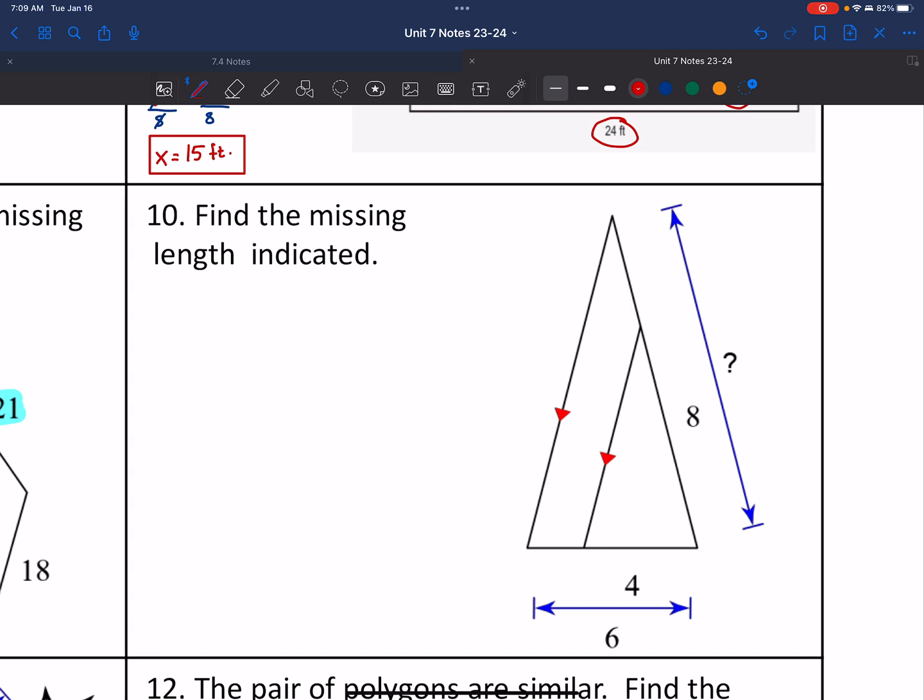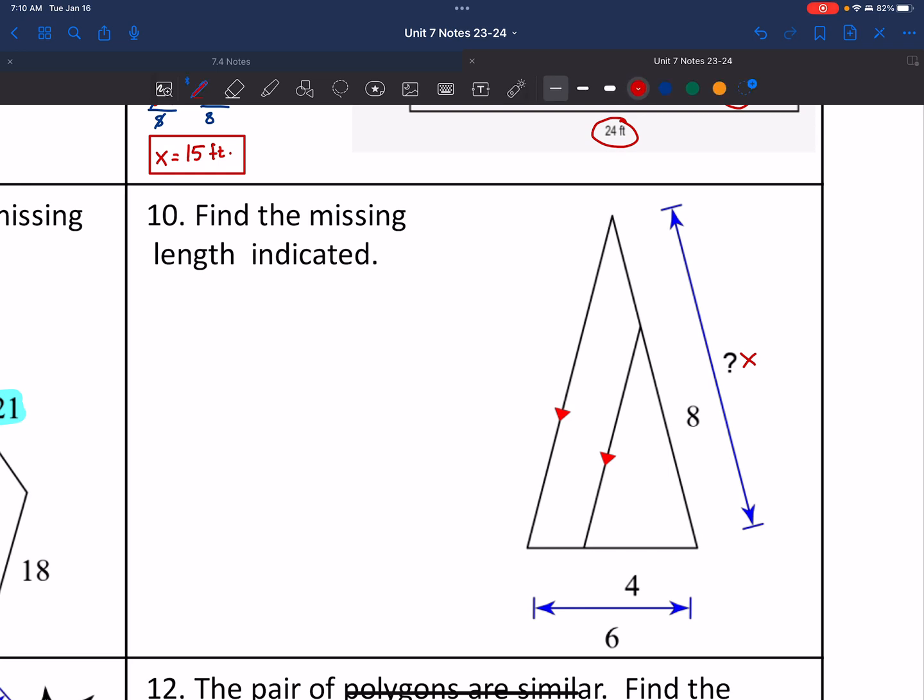Find the missing length indicated. So we don't know what this length is right here. I'm going to call it x. Now, you'll notice these arrows on these two line segments right here. What that tells me is that both of these line segments, this one right here and this one right here, are parallel to each other. And anytime you have two triangles where a pair of the sides are parallel, then you could say that the other two sides are cut proportionally.